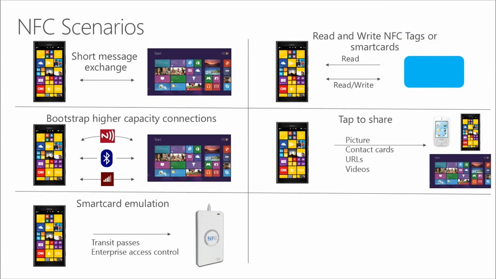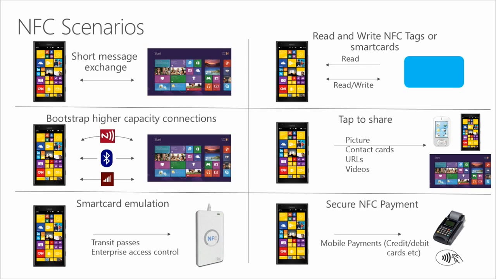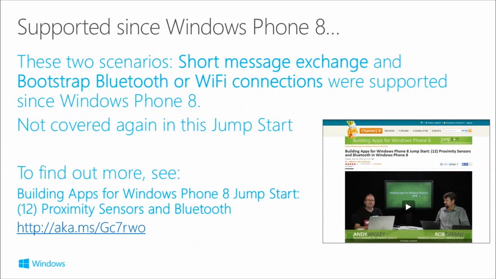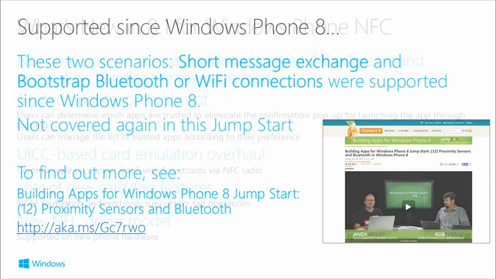You can tap to share. That's all built into one of the sharing things to share pictures, contact cards, URLs, and videos. And also, it's available for secure NFC payment. That's a bit of a specialist field, so we're certainly not going to talk much more about that. And we've been able to do short message exchange and that tapping to initiate higher bandwidth connections since Windows Phone 8. And yet again, in the same proximity and Bluetooth session from the last Jumpstart, you can find out a bit more about those.